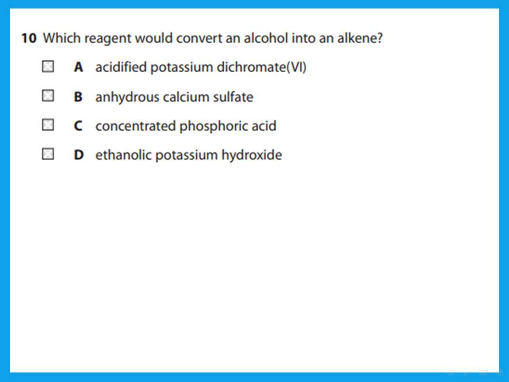The next question says, which reagent would convert an alcohol into an alkene? Remember that you are required to know each of these reagents or each of these conditions. What do they do to the alcohol? If we look at acidified potassium dichromate, you should know that it oxidizes the alcohol. So it would form the aldehyde or the acid, not the alkene.